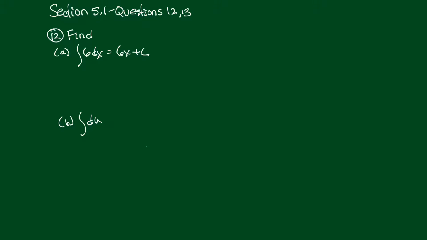And in part B, if you look at this, it's really 1 du. So because it's a constant, and we're integrating with respect to u, what we're going to get here is 1 times u plus c. But 1 times u is just u, so we'll get u plus c. And sure enough, if you take the derivative, you're just going to get the 1. So we've got both our integrals. Here's part A. Here's part B.